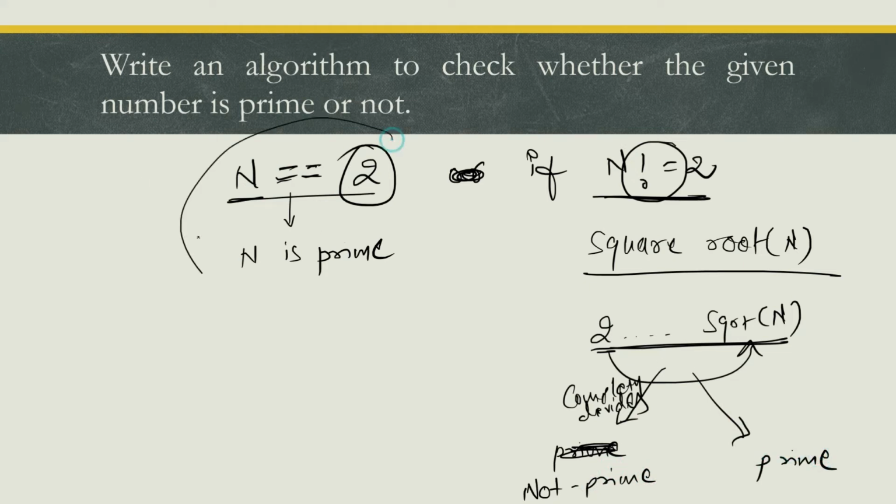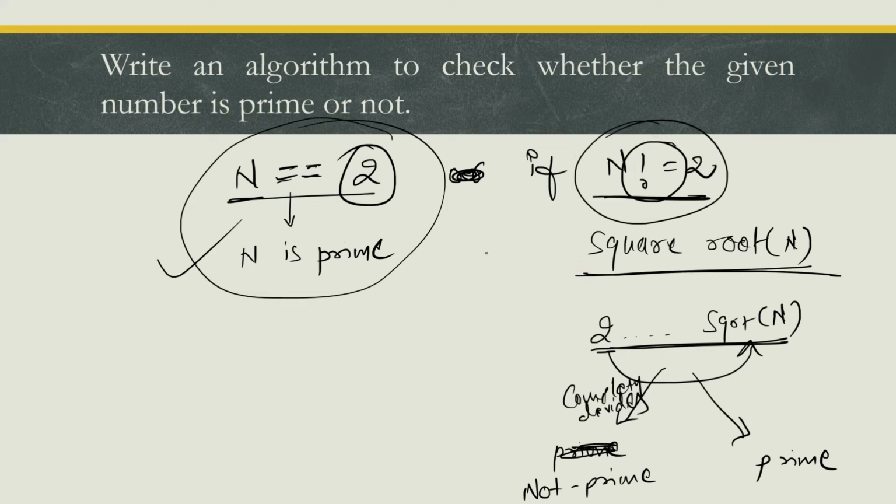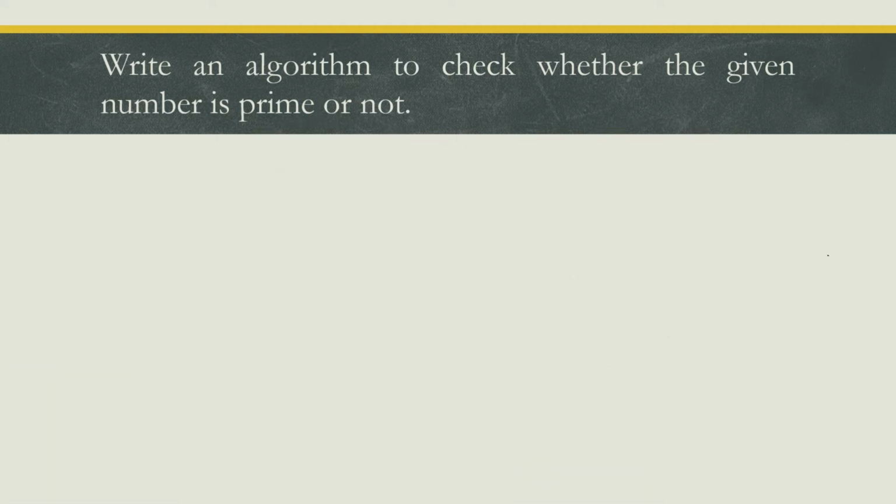First of all, we have to check whether n is equal to 2 or not. If it is equal to 2, then n is definitely a prime number. If it is not equal to 2, then we have to find the square root of the number and start dividing the number by 2, 3, 4 up to the square root of n. If any number between 2 and the square root of n completely divides the given number, then that number is not prime, otherwise it is a prime number, right? Okay, so let's start writing a solution for this problem.